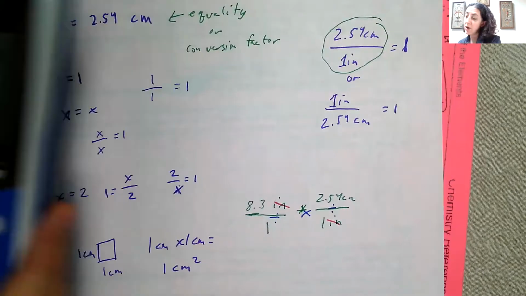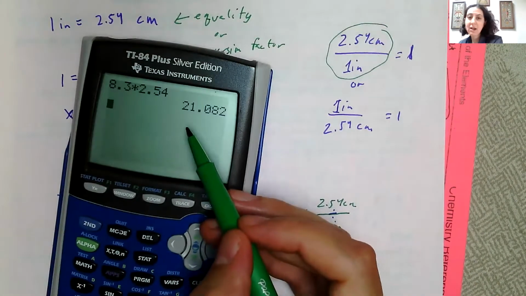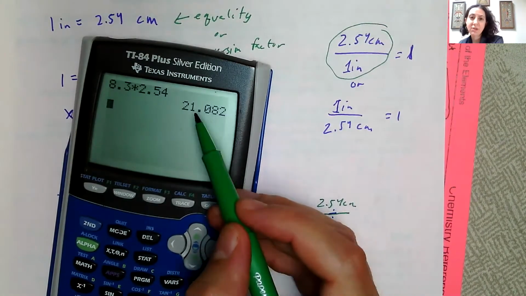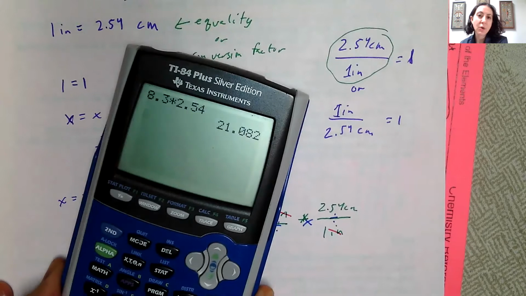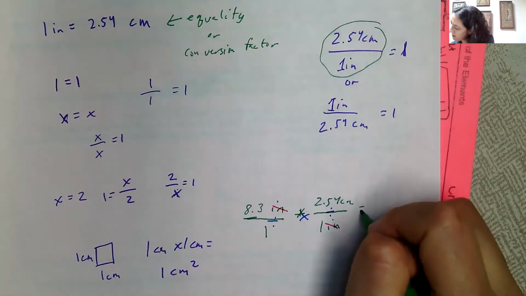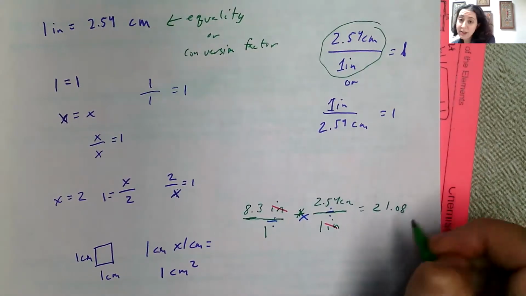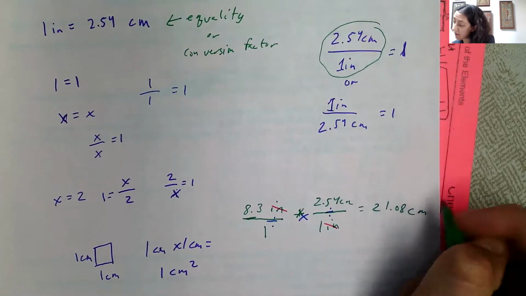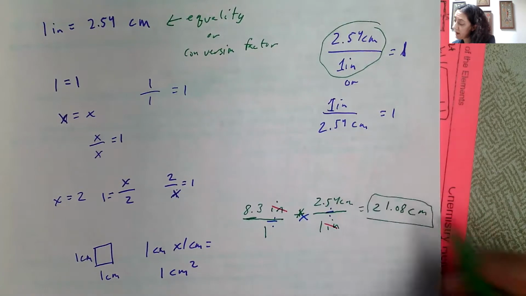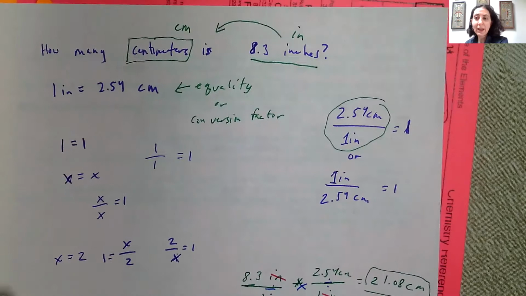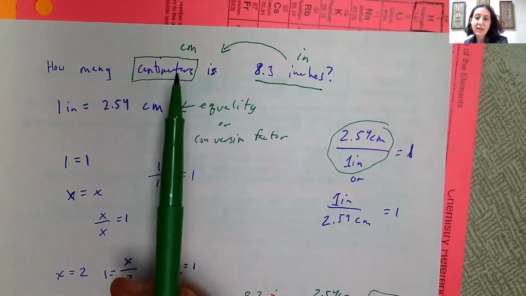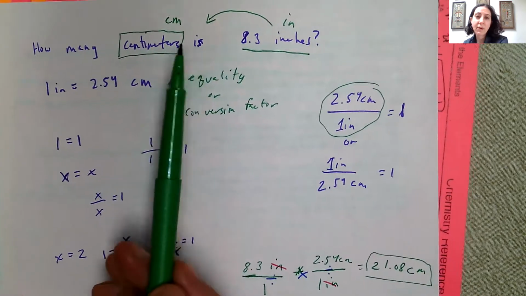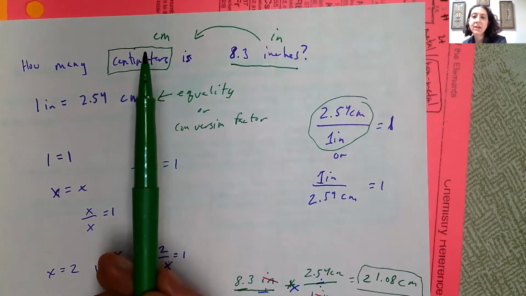Okay, 21.08. Oh, by the way, I say for rounding, just go to the hundredths place. So 2 places past the decimal. And that's always uniformly. Just do that and you'll be fine. So that is 21.08. And the units are centimeters. Don't ever forget your units. That's super important. Okay, and that's our answer. If we go back and look at the question, 8.3 inches is 21.08 centimeters. Our answer is written in centimeters.